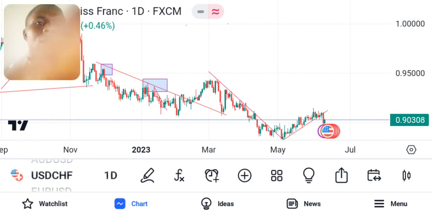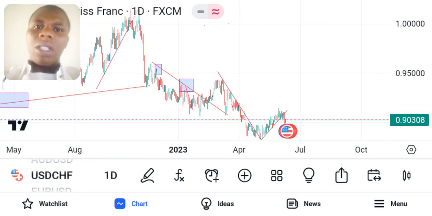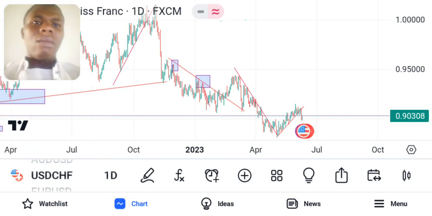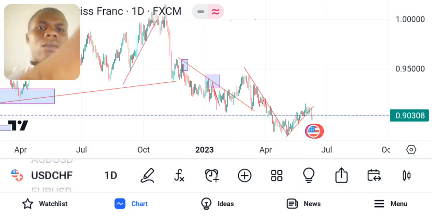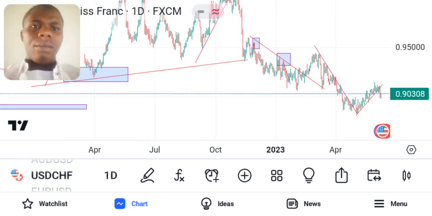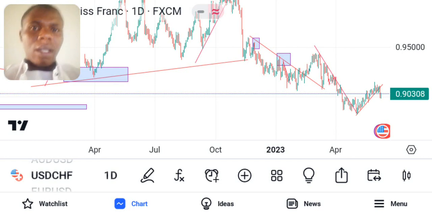Okay, let's see if we can see our market structure change. Okay, I'm actually seeing something here. Since this thing is still booting.